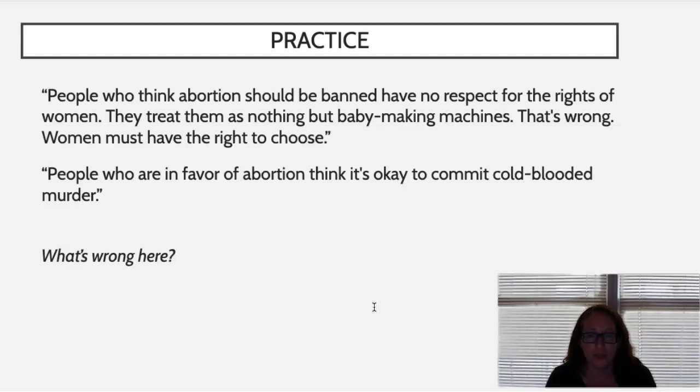People who think abortion should be banned have no respect for the rights of women. They treat them as nothing but baby-making machines. That's wrong. Women must have the right to choose. The other side: people who are in favor of abortion think that it's okay to commit cold-blooded murder.